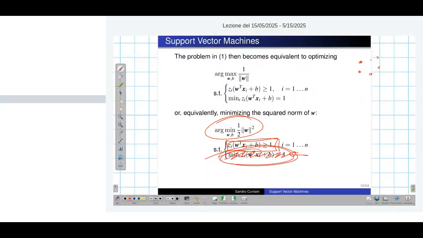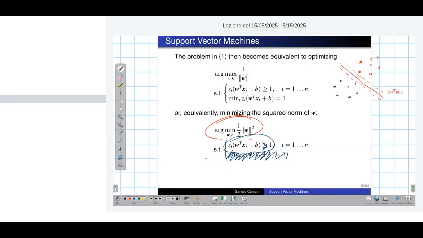Geometrically, what's going on? Imagine that I have a solution for which, let's remove this constraint, for which this holds, but let's say that this holds strictly. So for all points, they are more than 1. It means that the margin region would be this one, W transpose X plus B. But this cannot be an optimal solution because I can always enlarge this margin to reach the points of two classes. Which means that I can find a solution which has a larger margin, a larger separation between these boundaries, which will correspond to a lower norm.